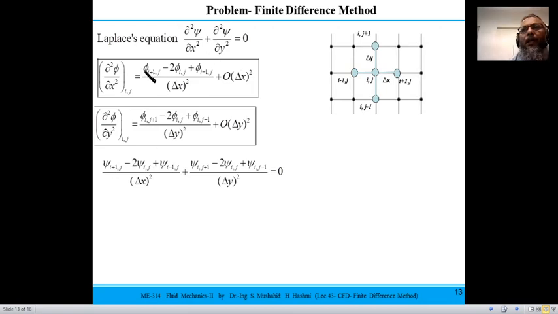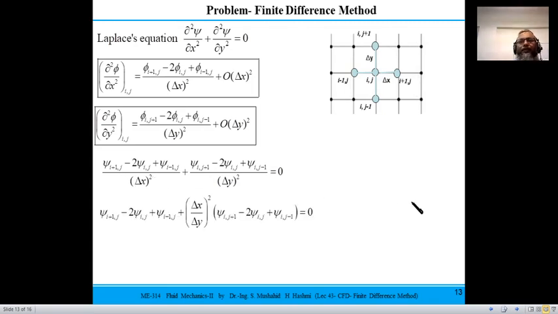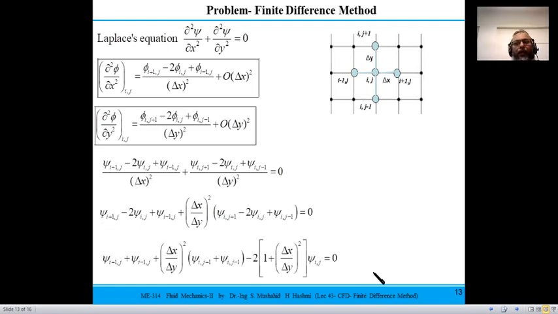So that would be psi i plus 1 comma j minus 2 psi i comma j plus psi i minus 1 comma j. So that would be my governing equation, where using this finite difference method, I turned this partial differential equation into an algebraic equation. This equation I can simplify by dividing by delta x whole square. So I got this. Further simplifying, I can write the same equation like this.